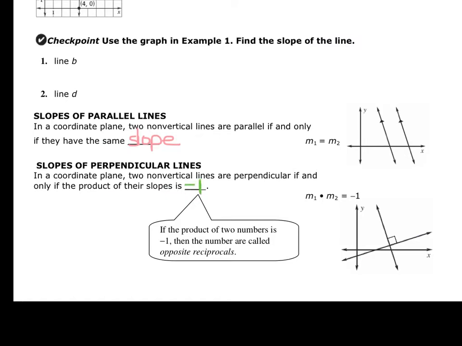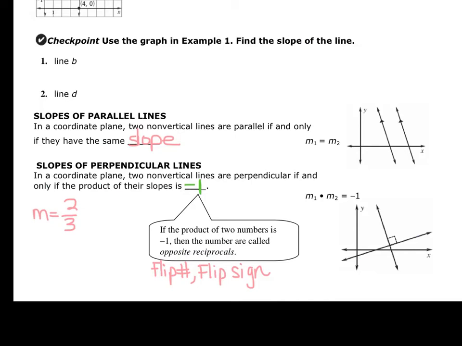So basically what that means is that if the product of the 2 numbers is -1, then the numbers are called opposite reciprocals. Let me give you an example because I know that's a little confusing. If I have a slope of 2/3, the opposite reciprocal, and I always say this is called flip the number and flip the sign. So the reciprocal part is where you're flipping a fraction upside down, and the opposite part is where you're changing the sign.